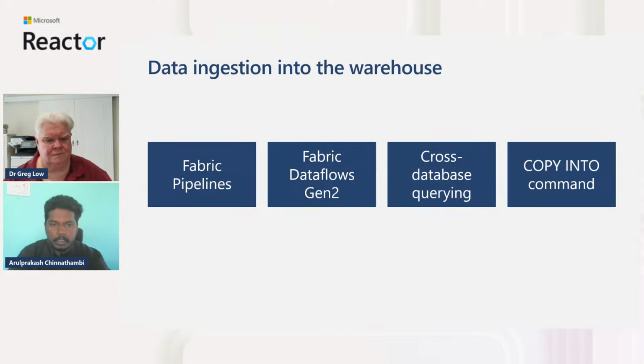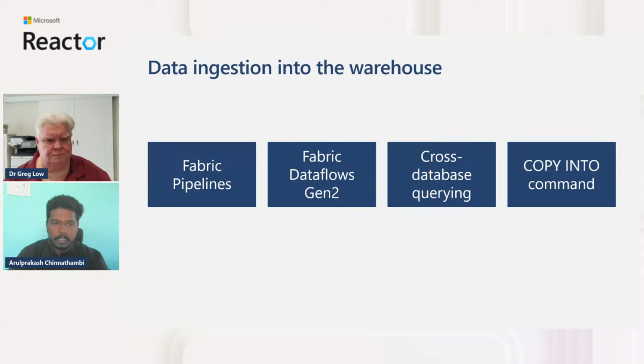So in the data ingestion process, we have four different options to ingest the data into the warehouse. We can use Fabric pipelines, we can use Fabric data flows, cross database querying, and the COPY INTO command. Each of these experiences serves its own purposes.